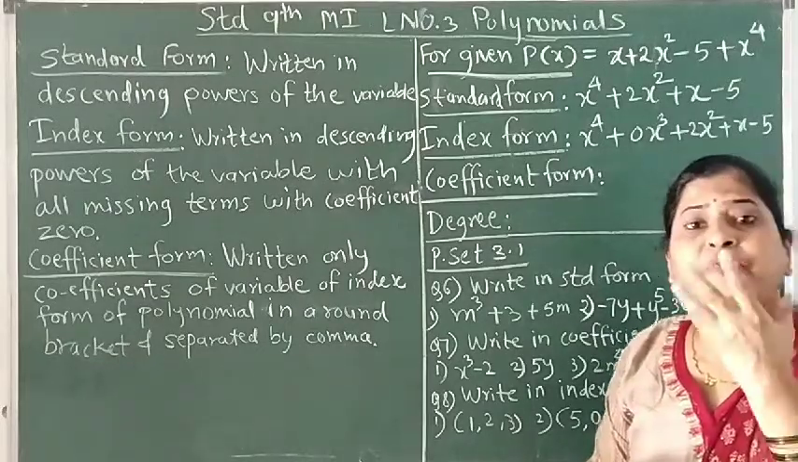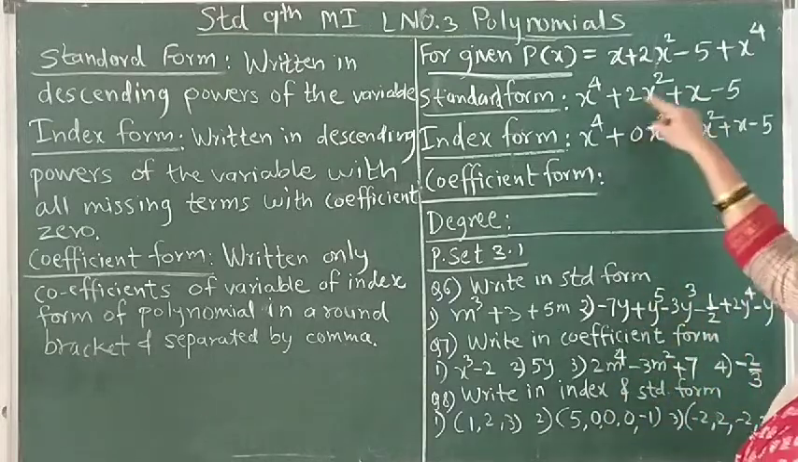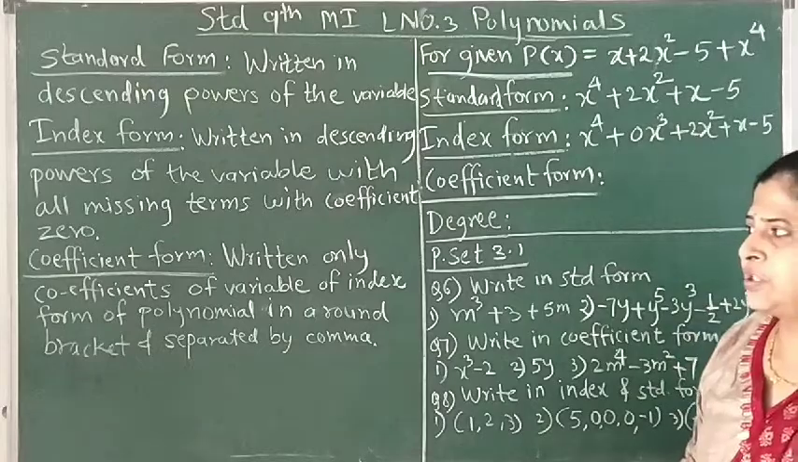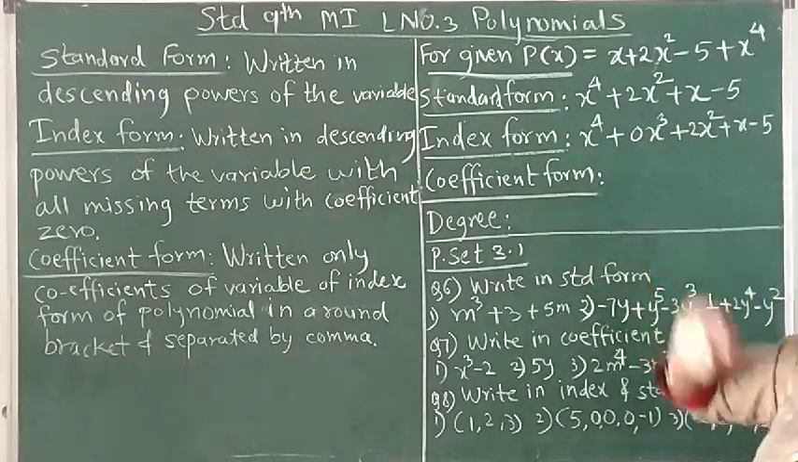So actually there should be 5 terms. Here there were 4 terms, and 1 term was missing: x cube, written with 0 coefficient. Now after this, what is coefficient form?